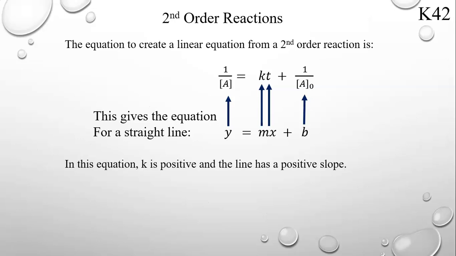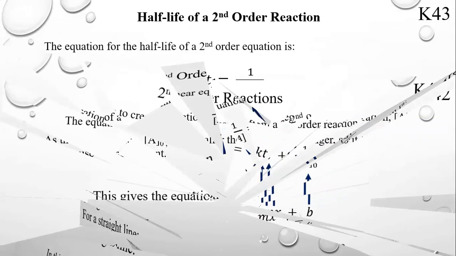Okay, so we can do the same thing that we did in the last section where we were talking about first order reactions. The equation to create a linear equation from a second order reaction is 1 over the concentration of A equals k. Notice it's a positive k, means it's a positively sloped line. That's the m, that's the slope, times t, the time, plus 1 over the initial concentration of A. So in this equation, k is positive and the line has a positive slope.